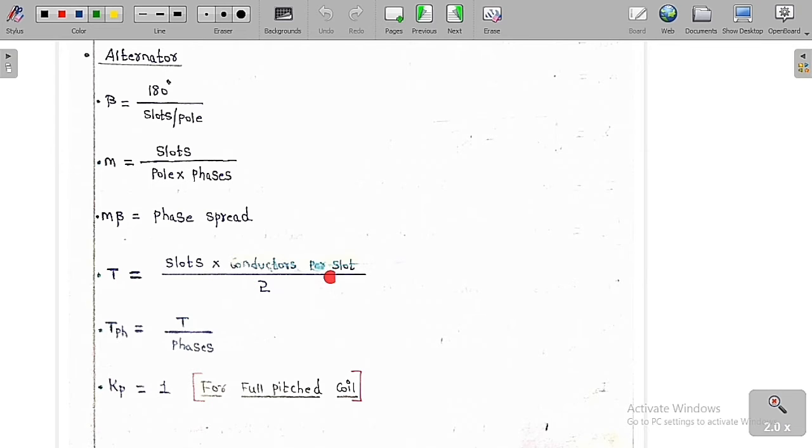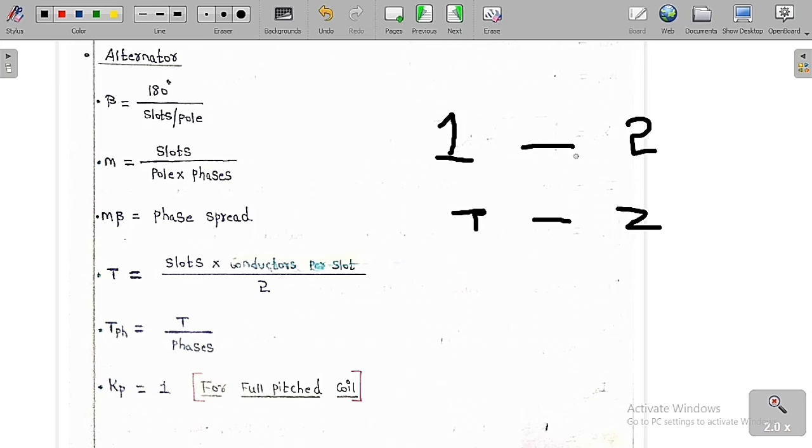So slots into conductors per slot gives the total number of conductors, and by 2 we get the value of turns, because in one turn there are 2 conductors. Suppose a small example. For one turn there are 2 conductors. Let me assume the total number of conductors is Z and the number of turns is T. Do the ratio: 1 by T is equal to 2 by Z, or simply T is equal to Z by 2, the total number of conductors by 2. The total number of conductors is slots into conductors per slot, and Z by 2 gives you the total number of turns.